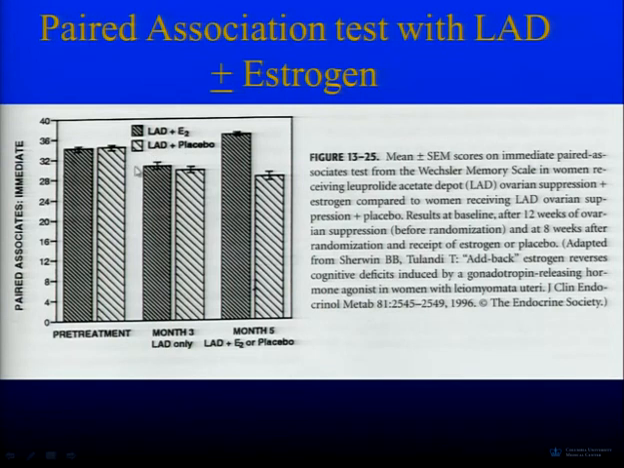At 3 months, you can see that there was a little bit of difference, but by the end of month 5, you can see that the group given estrogen seemed to do much better on this paired association test, which is a test of cognitive function. So the memory seems to be better.